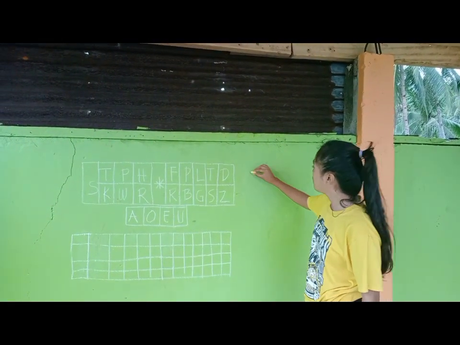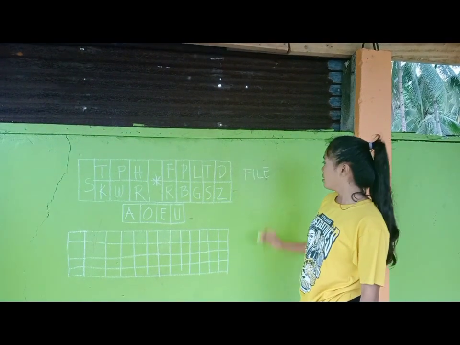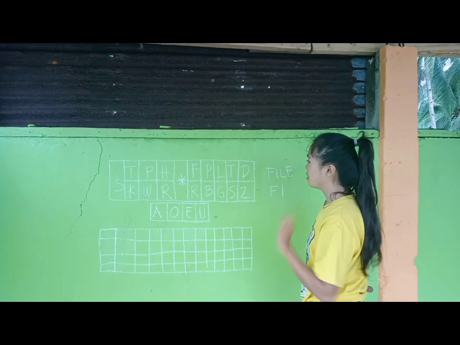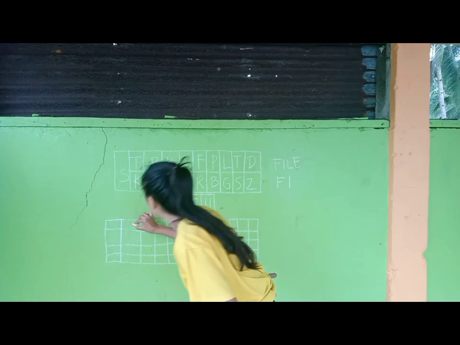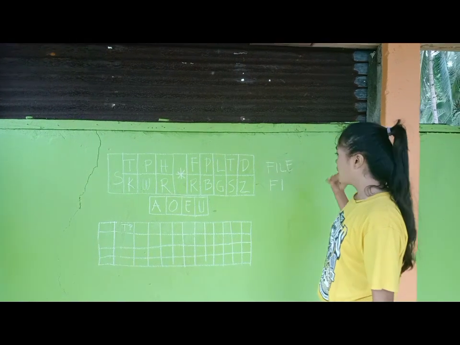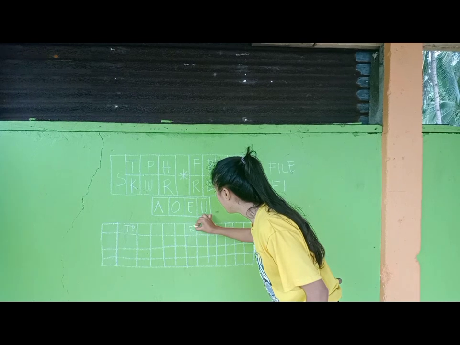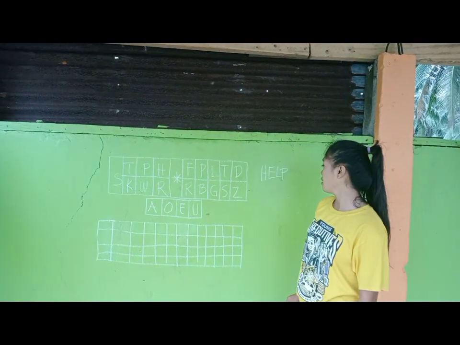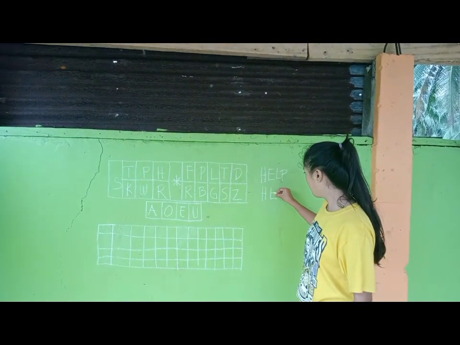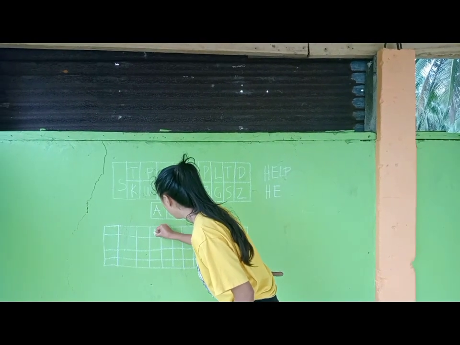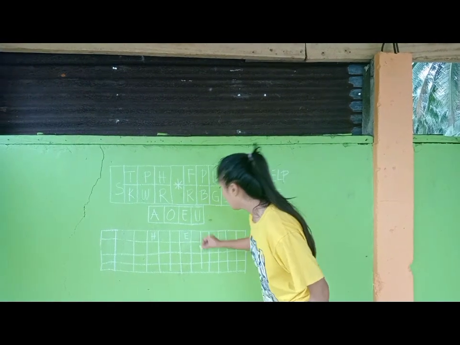The next word will be file. The sound pattern of file is F-I. In machine shorthand, the combination of TP is represented of F. The combination of EO is represented by I, file. The next word is help. The sound pattern of help is HE. In machine shorthand will be initial H and vowel E. Help.